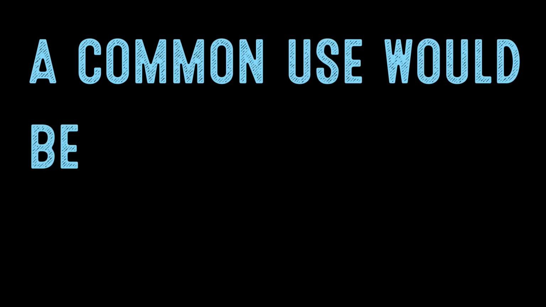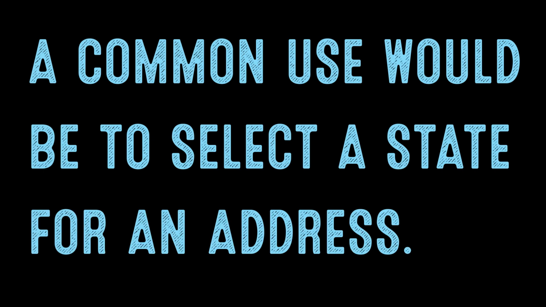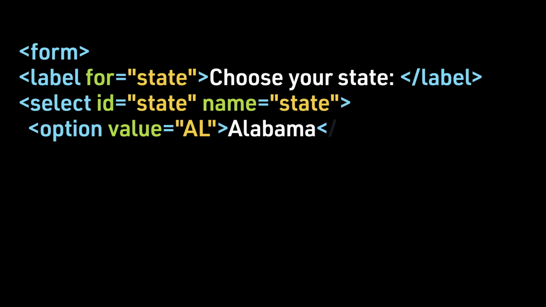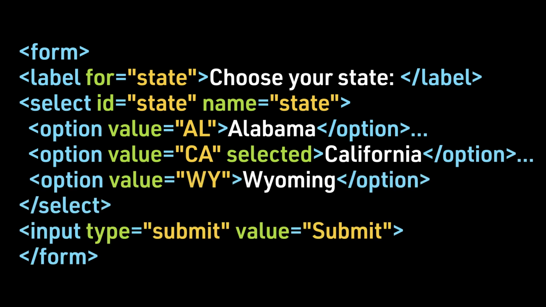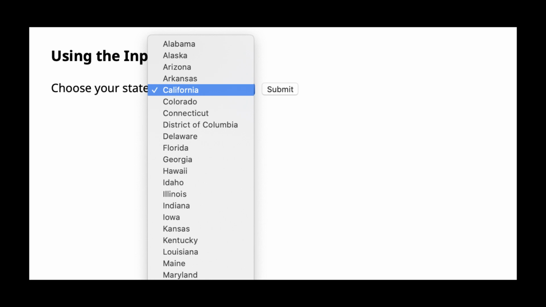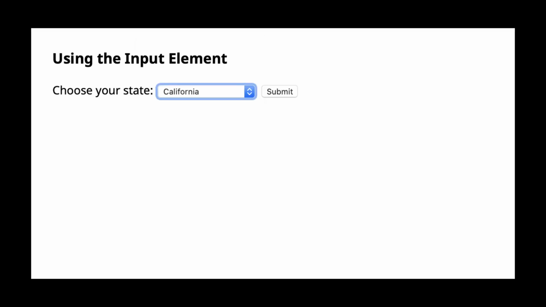A common use would be to select a state for an address. In our code example, we are not including every state. However, just like option would be used in the data list element to mark your hash marks, it is used with the select element to present the different options from which users can choose.